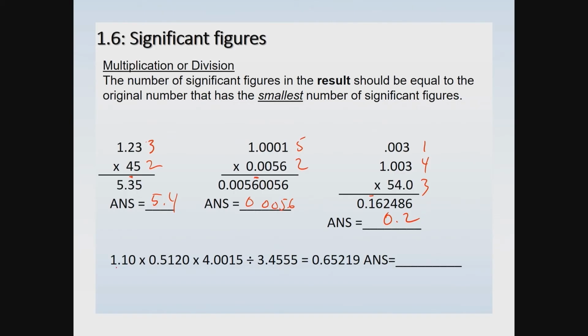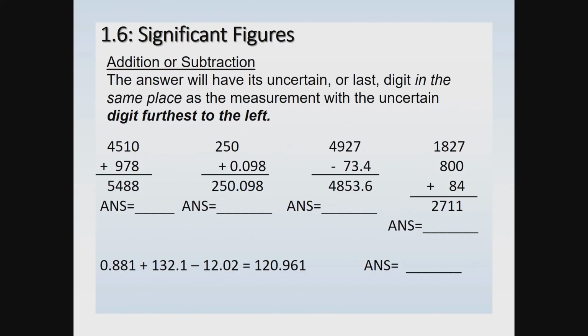Okay, the next one, we have 3 significant figures. We have 4 significant figures here. We have 5 here. We have 5 here. So it looks like we want to round our answer to 3 significant figures. So it should be 0.652.